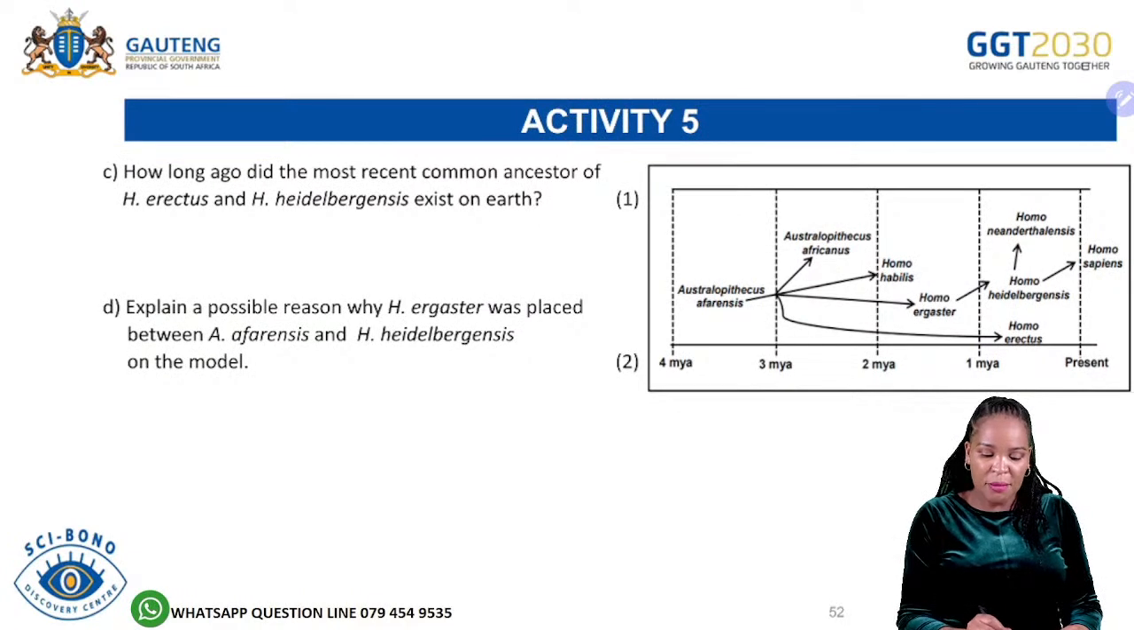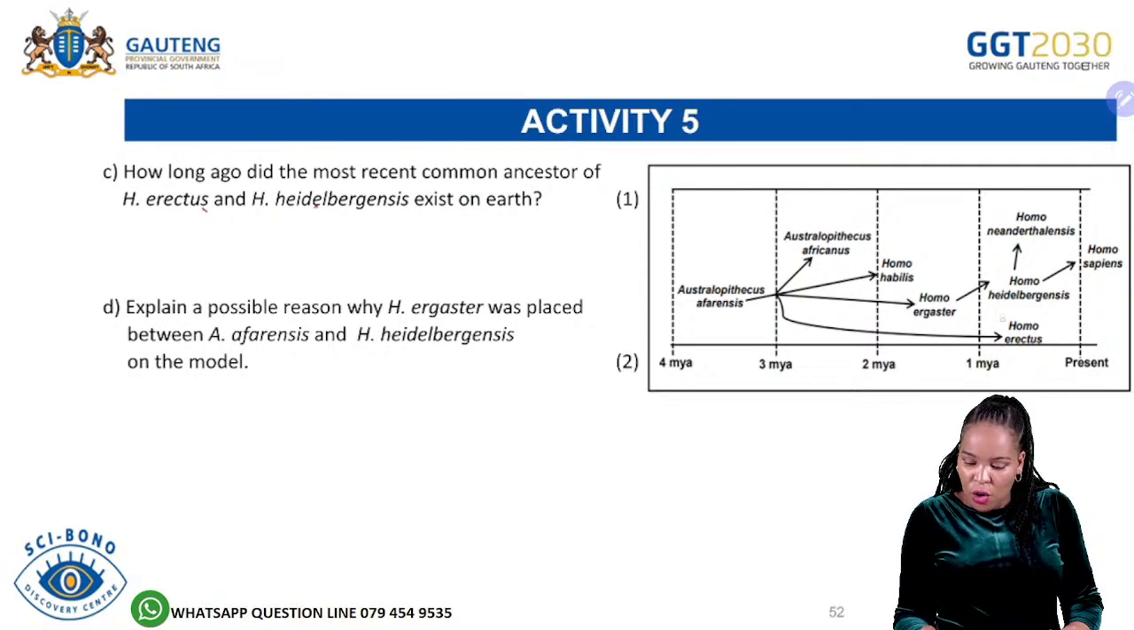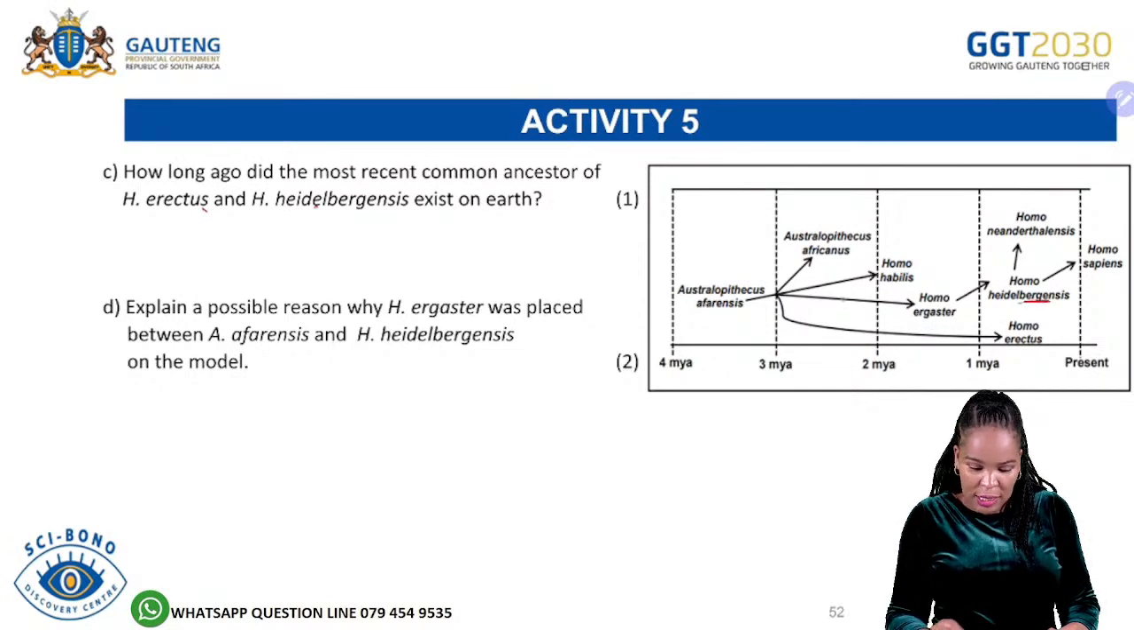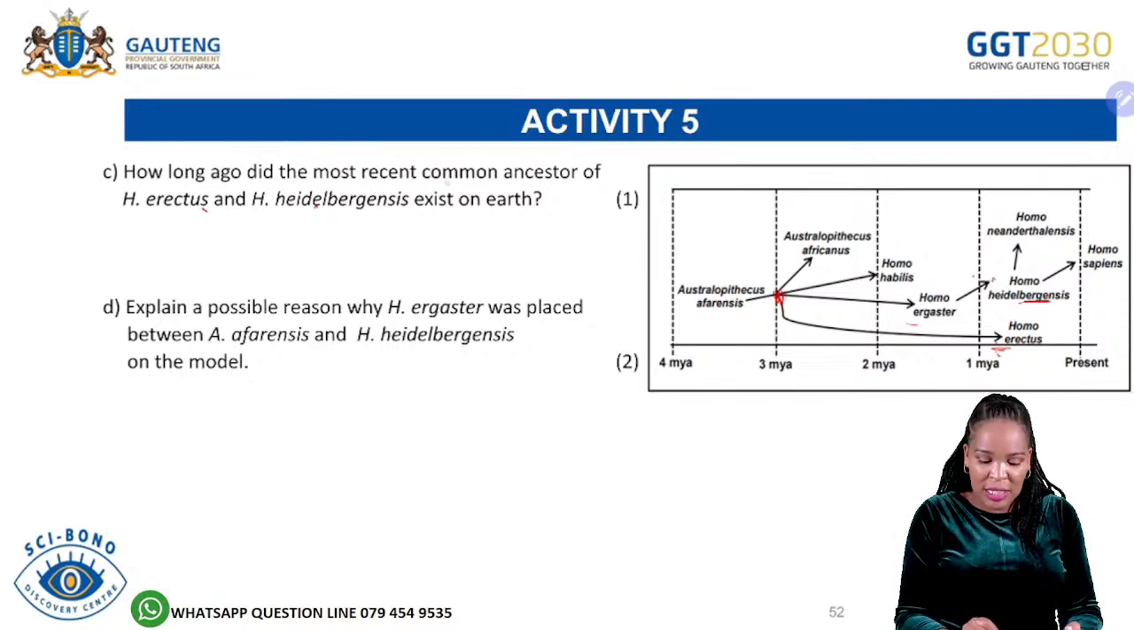How long ago did the most recent common ancestor of Homo erectus and Homo heidelbergensis exist on Earth? Now you're going to look at these two. Where are they on your phylogenetic tree? You have Heidelbergensis, and then you have your erectus. They are here, but you want to go back and trace their ancestor. So the question says, how long ago did the most recent common ancestor of those two species, Homo erectus and Homo heidelbergensis, exist on Earth?